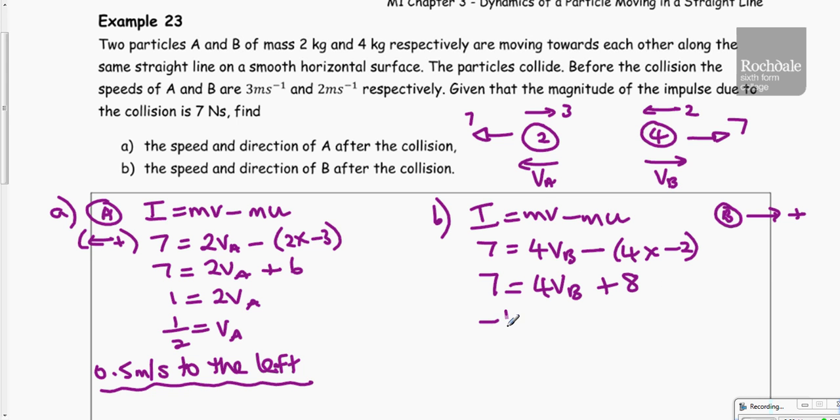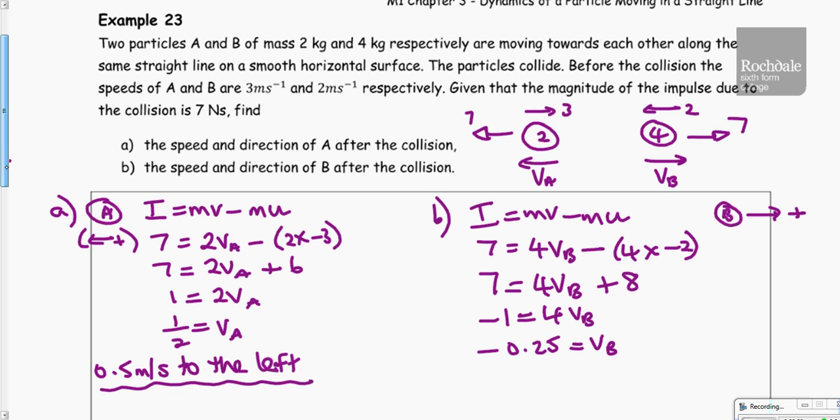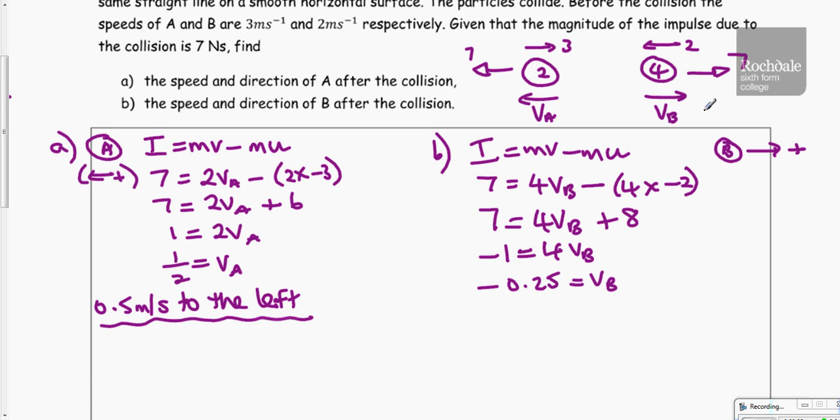Bring the 8 over, that's minus 1. And so minus 0.25 is the velocity of B. What that tells us is that the direction actually isn't to the right, it's still going to the left. So it was originally coming to the left with a speed of 2. Now it's actually still going to the left, but with a speed of a quarter. In other words, the collision hasn't changed the direction of this particle, it's just slowed it down. So the velocity is 0.25 meters per second in the original direction for B.